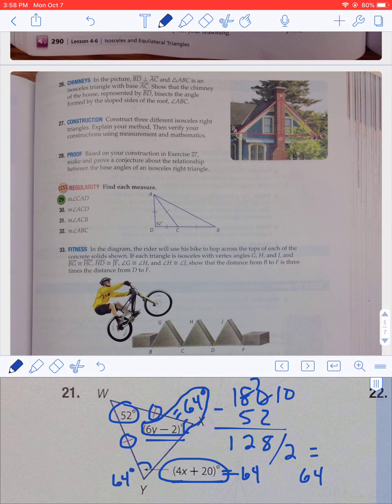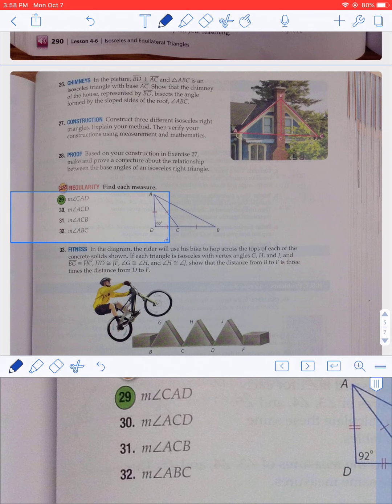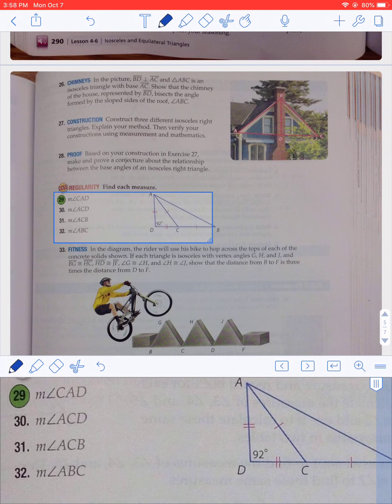And moving on to 29, we have a figure over here. For 29, they want you to find the measurement of angle CAD, which would be this angle right there, okay? And since we know this is 92, we know these two angles here and here are going to be the same because it's isosceles. Now, they didn't draw it to scale. Even though they're marked congruent, they don't look it. But we do know that these two angles opposite this 92 degrees are equal to each other.